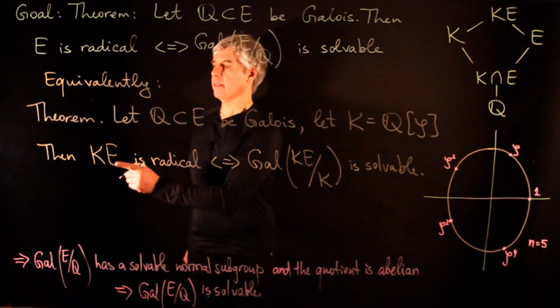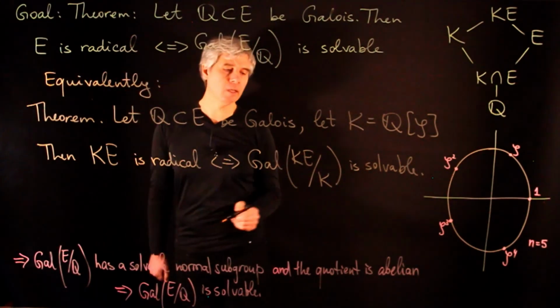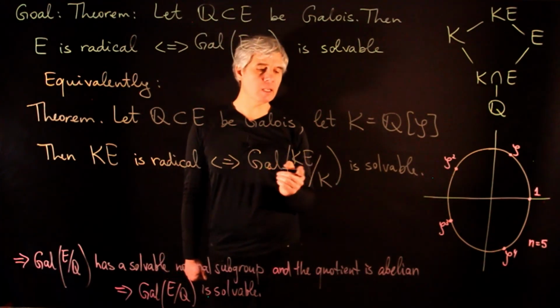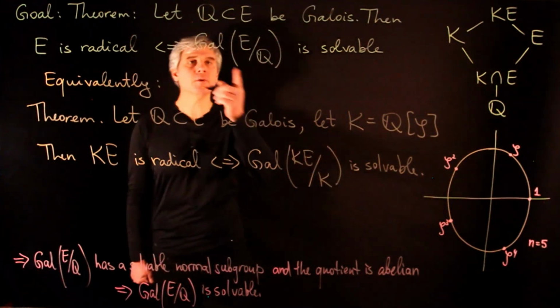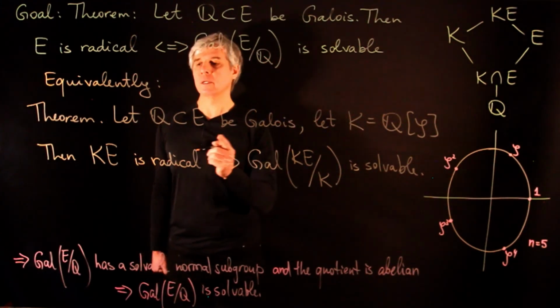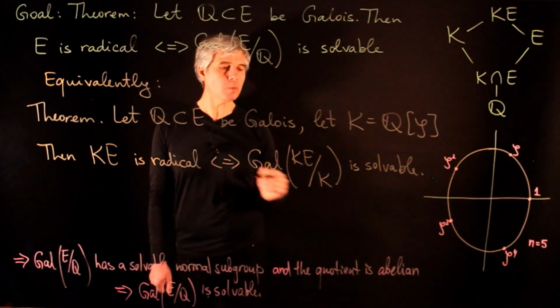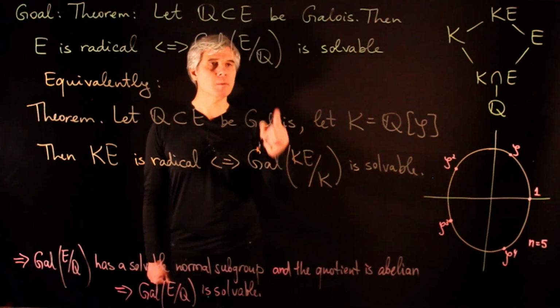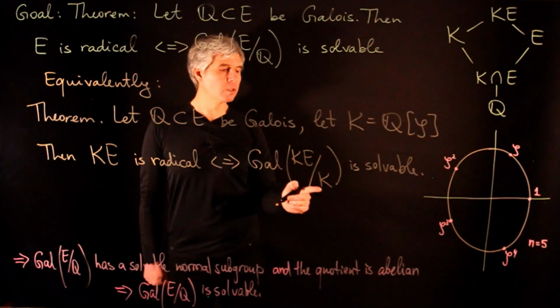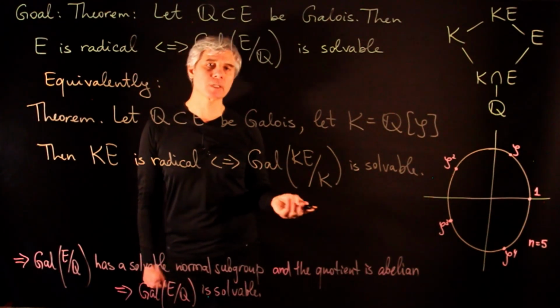We proved that KE is radical if and only if E is radical, and the Galois group of KE over K is solvable if and only if the Galois group of E over Q is solvable. Hence, this main theorem can be restated in the following way, and we shall see that replacing the base field Q by the cyclotomic field will simplify our calculations and our proof.